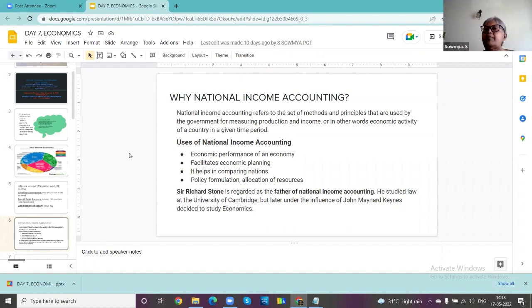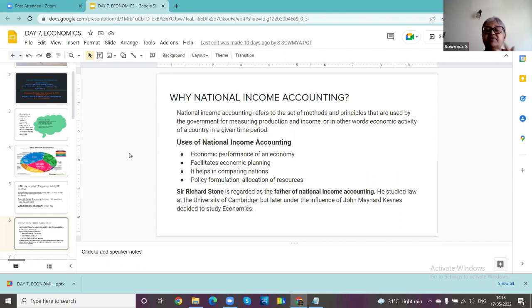So what will the government do? Why does the government collect all these statistics? Because statistics, all of us know, is very important for policy formulation, for forecasting, to understand the intensity of the economic problem, if an economic problem is there. We do have so many economic problems.